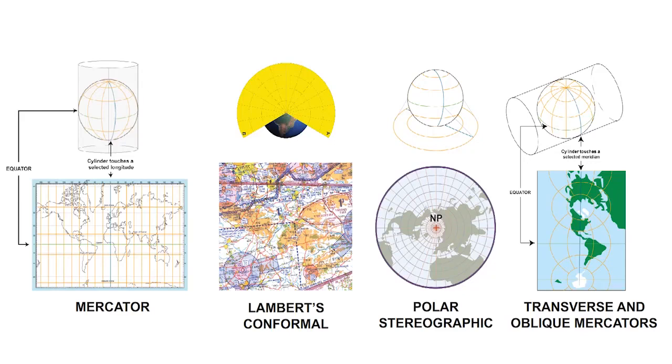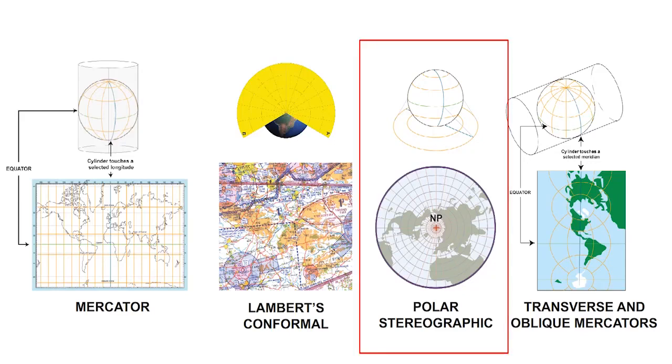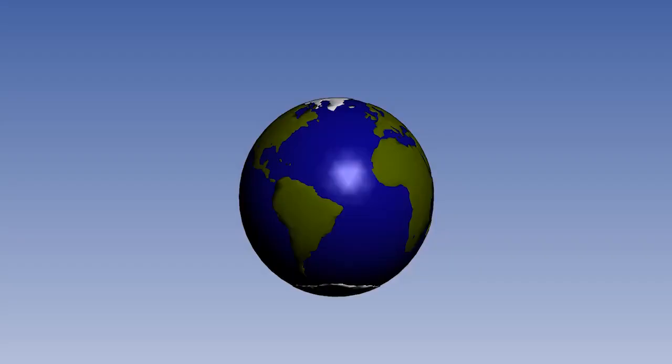We are now going to study the third of our series of the charts most commonly used in aviation, the polar stereographic projection. As before, we start with the reduced Earth. We add a light source. Note that, for this projection, the light source is at one of the poles, not the centre.